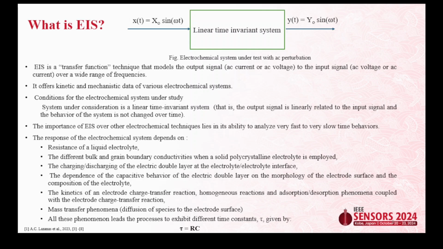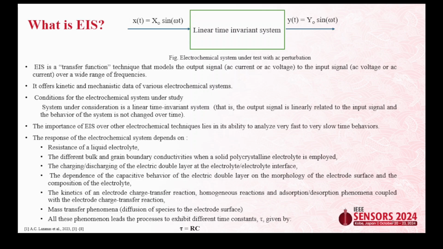We are applying an AC signal, and we are also getting the response in the frequency domain. So that is why we will not be dealing with xt or yt, that is the input and output signal. We will actually be dealing with x naught sine omega t or y naught sine omega t, which are our frequency dependent input and output signals.